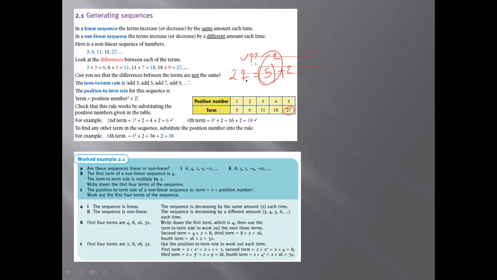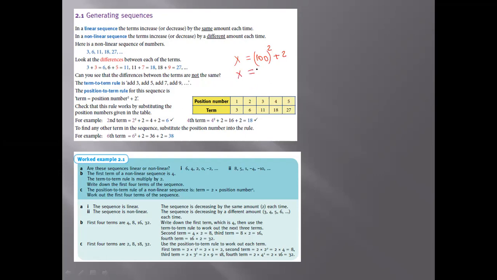And I want to know, for example, the nth term, or the 100th term. And I don't know the 100th term. Here we have position number 5 and it's finished. And I need x. We need x when the position number is 100. And in the formula, square plus 2.